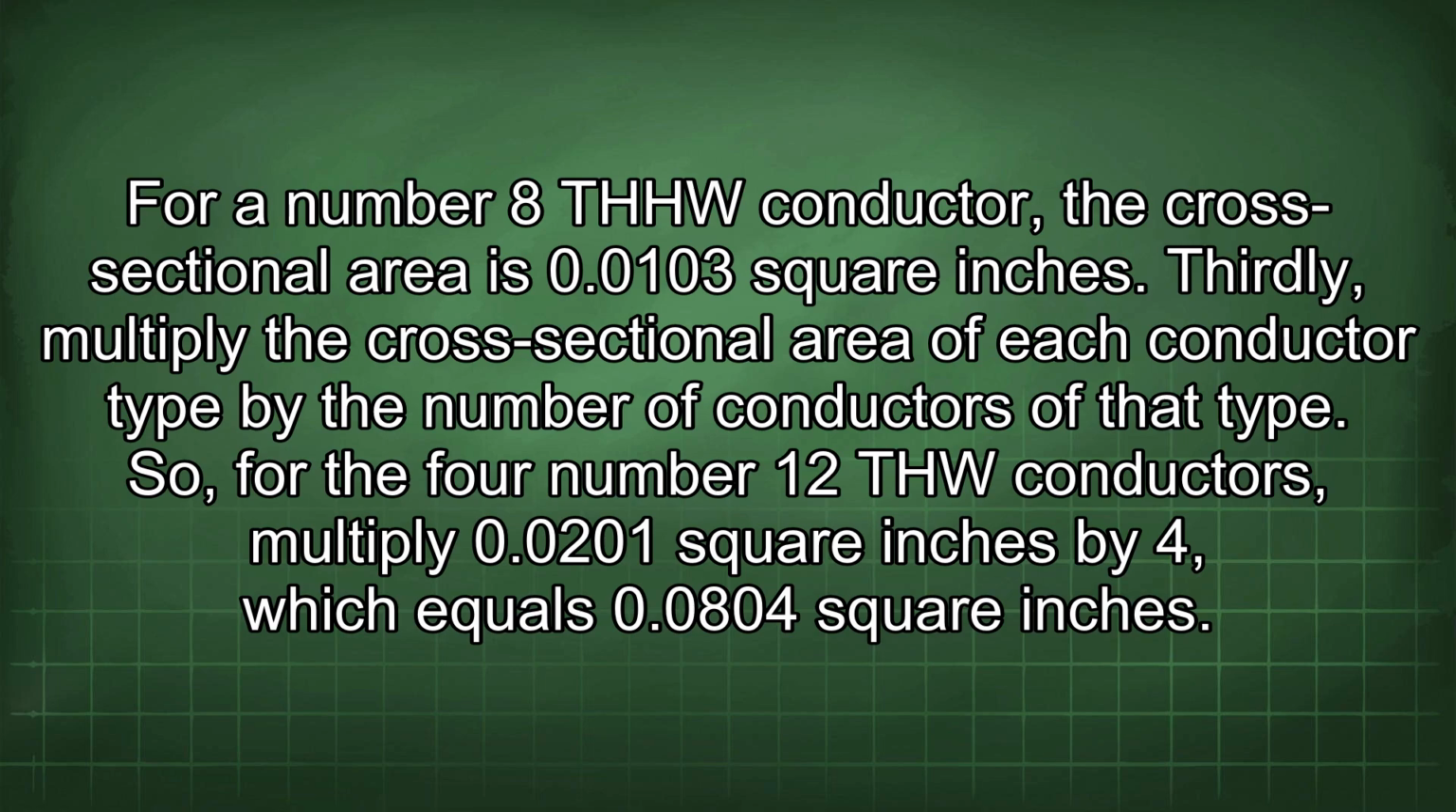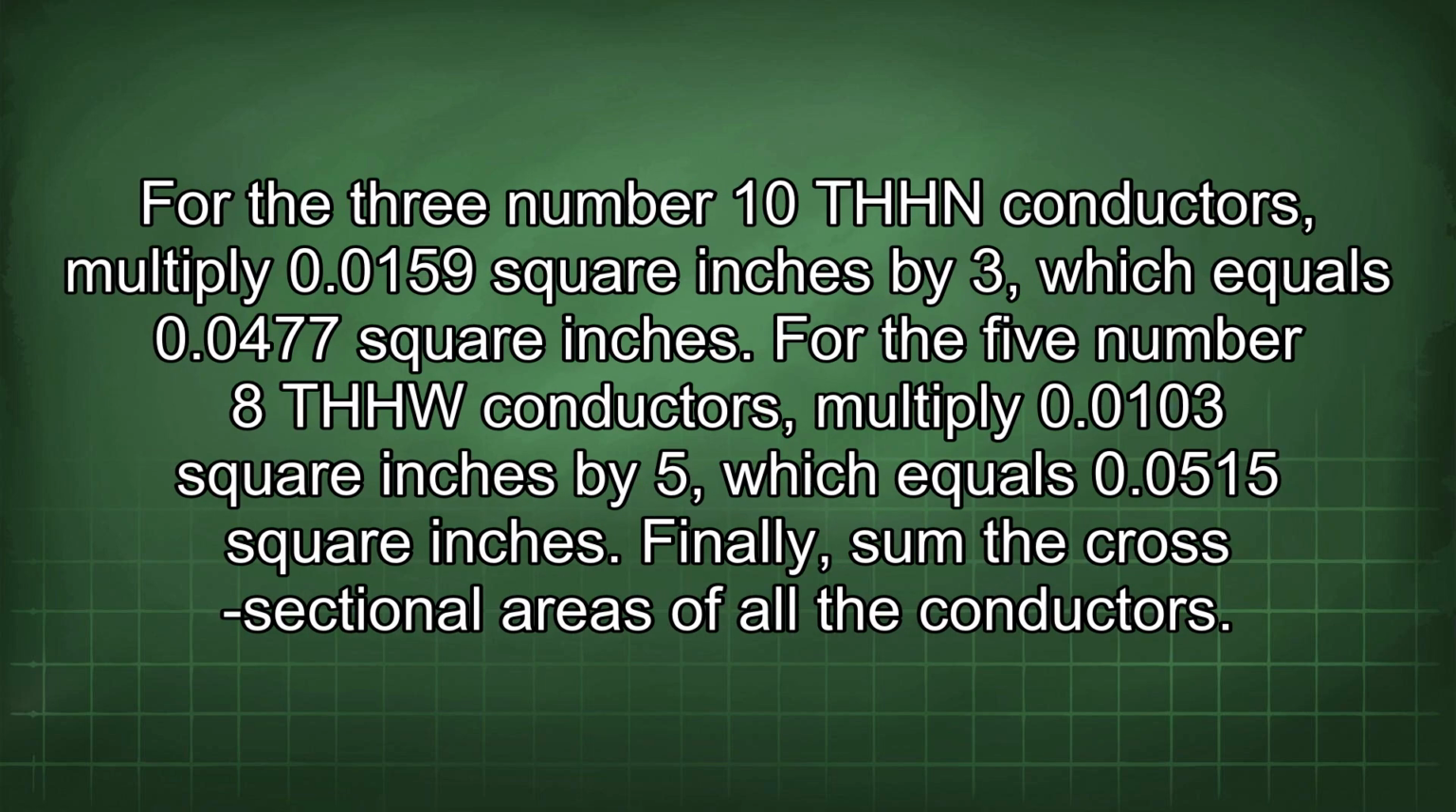So, for the 4 number 12 THW conductors, multiply 0.201 square inches by 4, which equals 0.804 square inches. For the 3 number 10 THHN conductors, multiply 0.159 square inches by 3, which equals 0.477 square inches. For the 5 number 8 THHW conductors, multiply 0.103 square inches by 5, which equals 0.515 square inches. Finally, sum the cross-sectional areas of all the conductors.